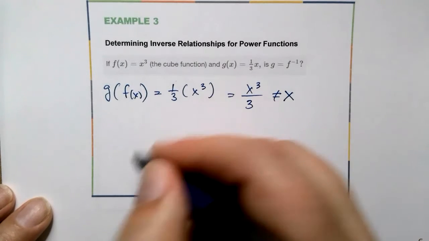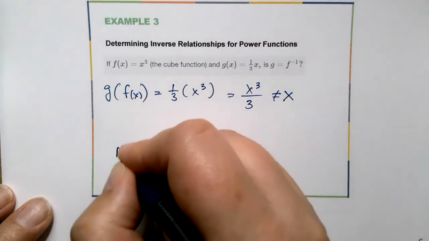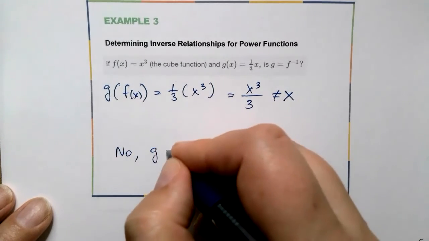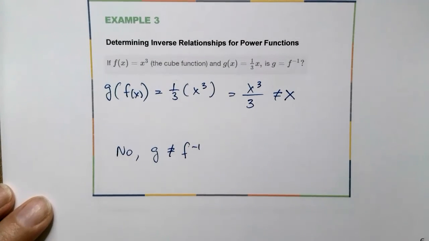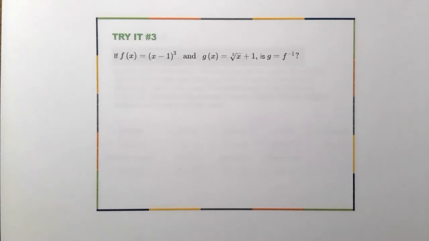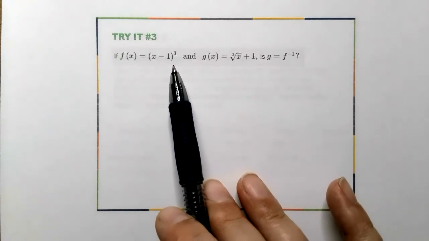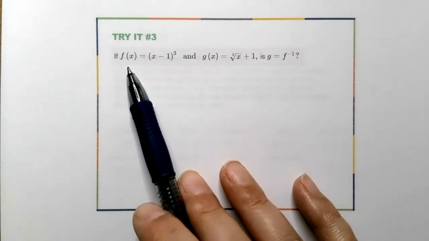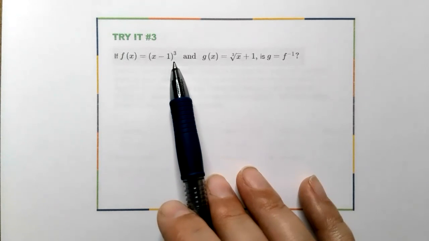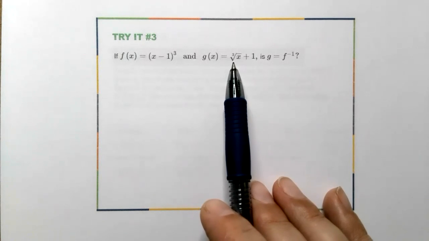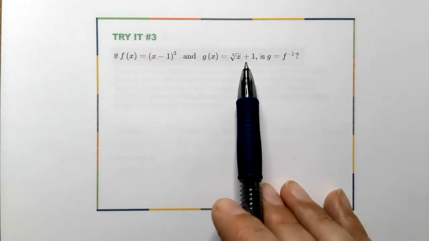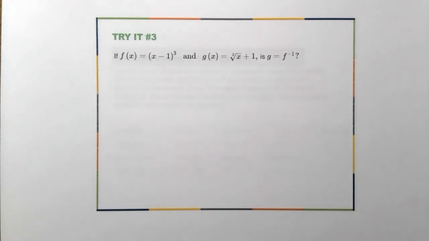So my conclusion is no, g is not an inverse of f. And I want you to try this problem by yourself. If f of x equals x minus 1 quantity cubed, and g of x is the cube root of x plus 1, are they inverses of each other? Again, try them and let me know if you have any problems.